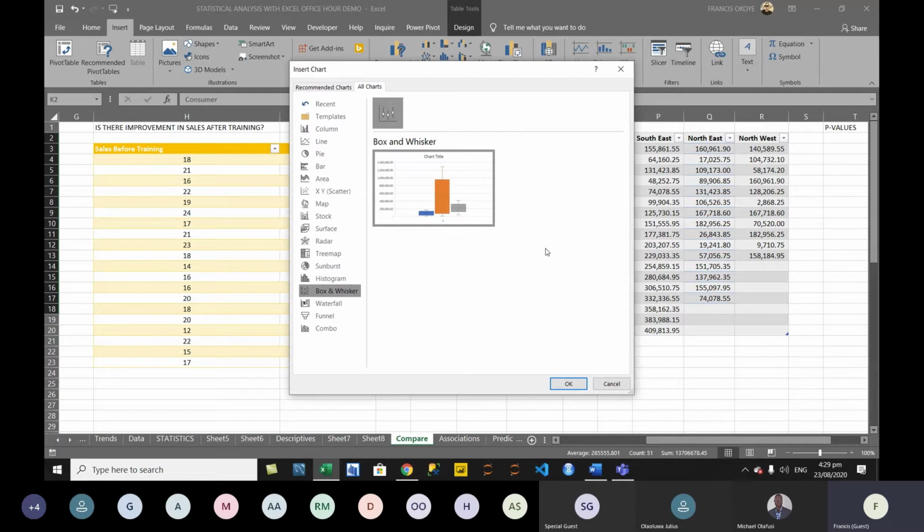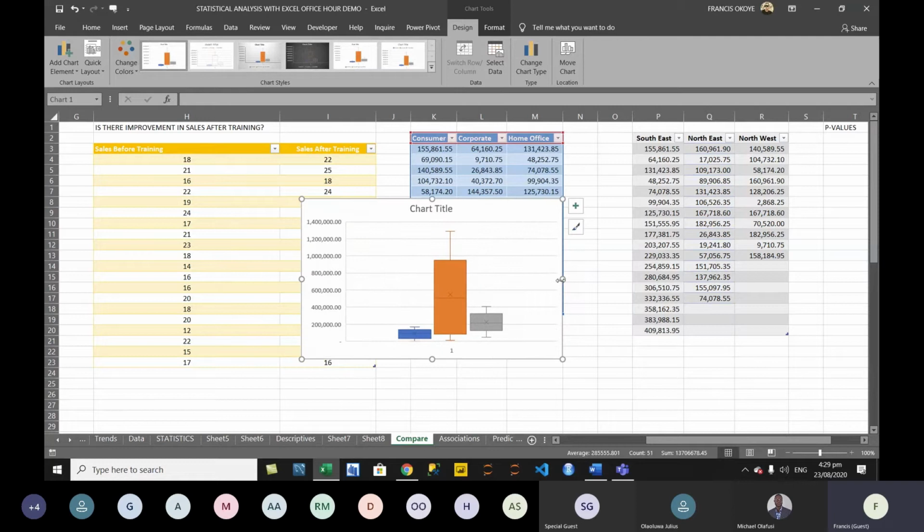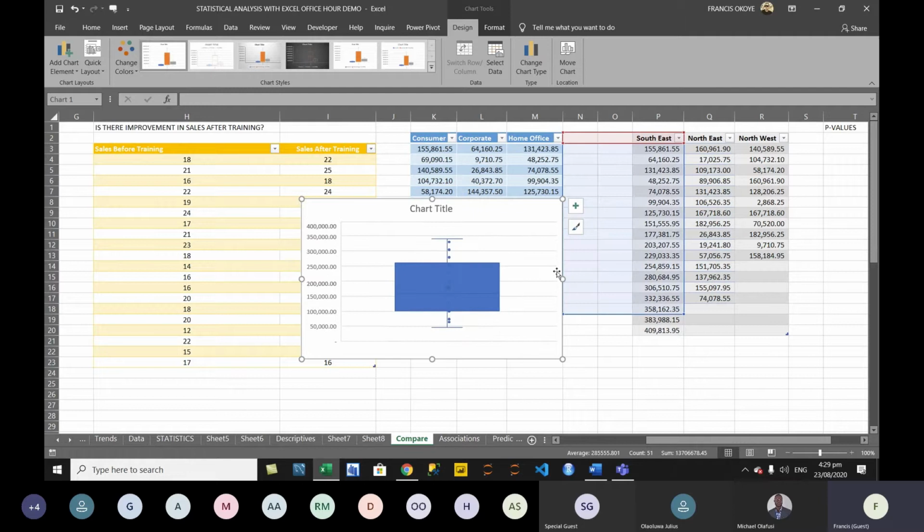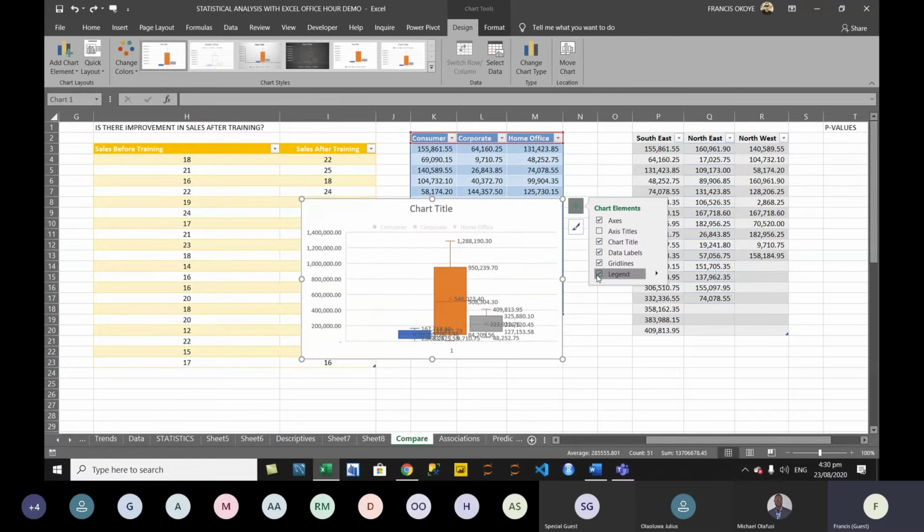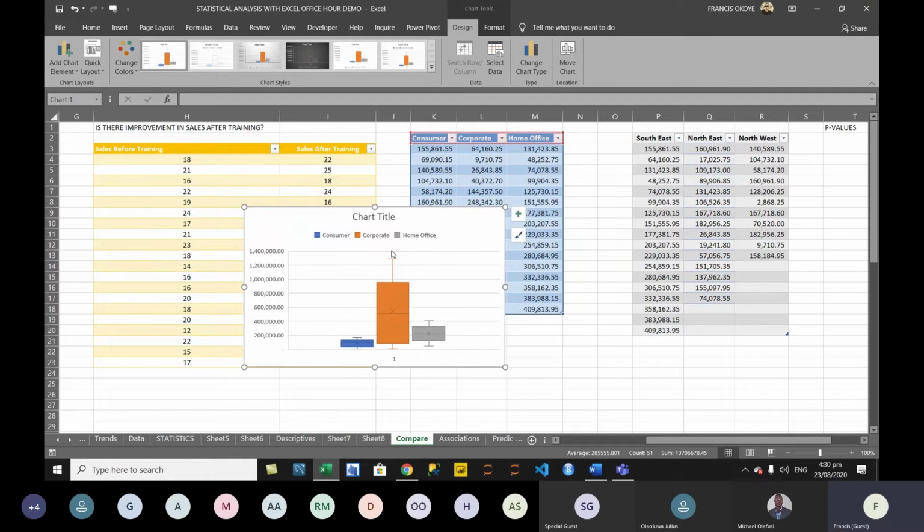So what do we notice? Let me take that out. What do we notice? Where is the problem, the difference coming from? If we add our legends, we see that the difference is coming from the corporate world office. So here what we are trying to do is see whether there is a significant difference.